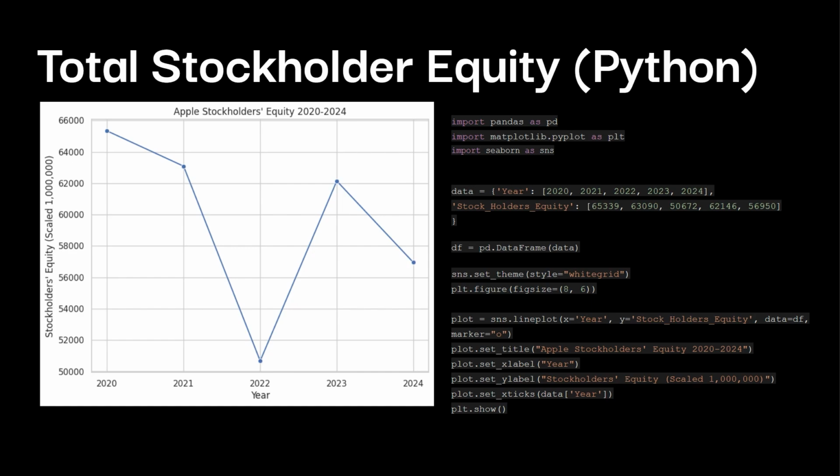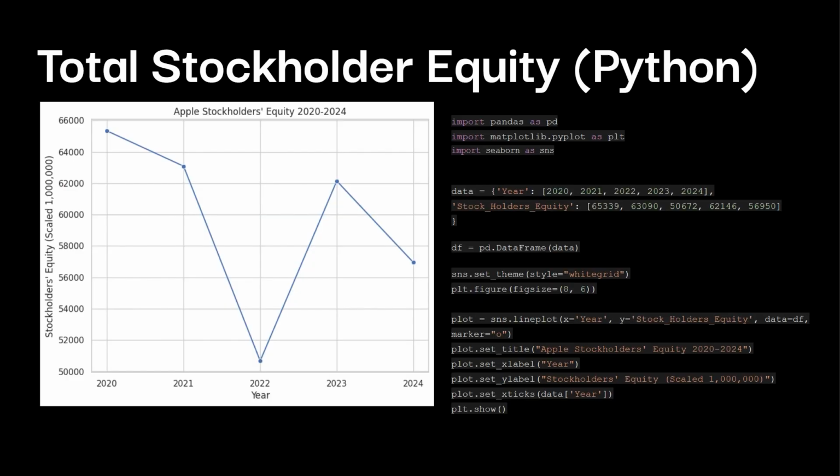And here is the graph for Apple's stockholder equity from 2020 through 2024. You can see 2022 was a really down year, but it technically has been decreasing, right? We don't have a ton of data points over here, but you can see 2024 is a down year, all the way compared to 2020 when it was really high.